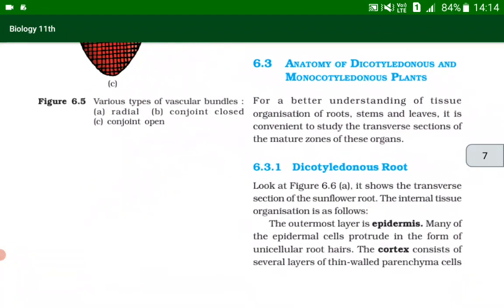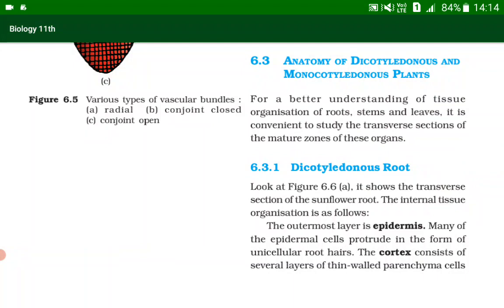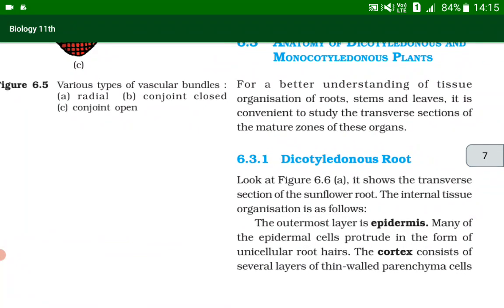6.3 Anatomy of dicotyledonous and monocotyledonous plants. For a better understanding of tissue organization of roots, stems and leaves, it is convenient to study the transverse sections of the mature zones of these organs. 6.3.1 Dicotyledonous roots. Look at figure 6.6a. It shows the transverse section of the sunflower root. The internal tissue organization is as follows.